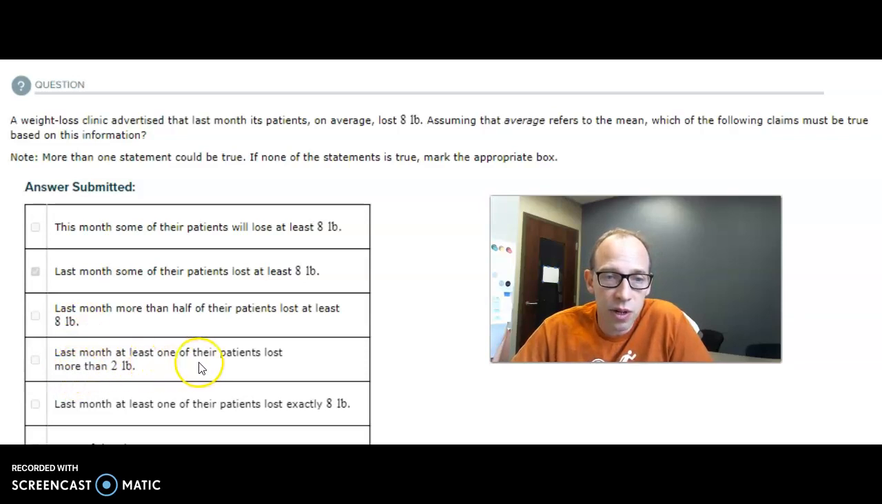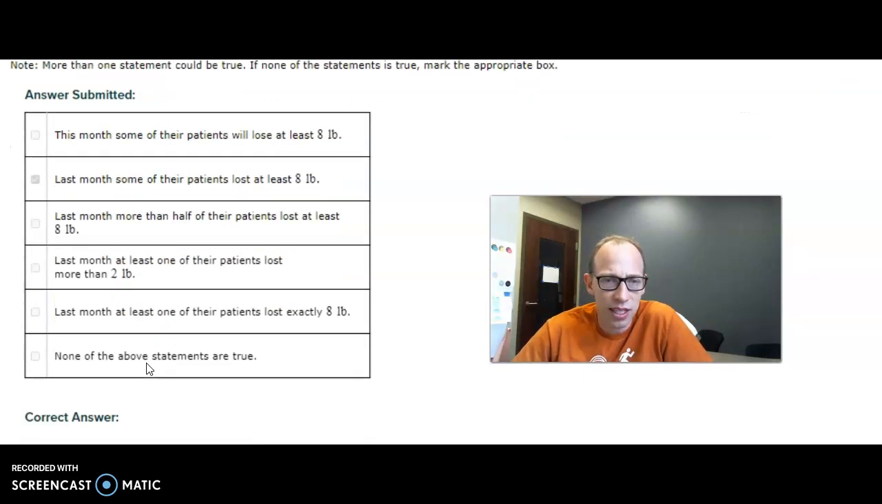Last month, at least one of their patients lost more than 2 pounds. Well, yeah, that's true because if at least one of their patients lost at least 8 pounds, then that same patient lost at least 2 pounds. So that one's a pretty clear yes.